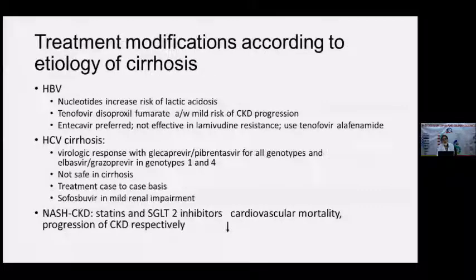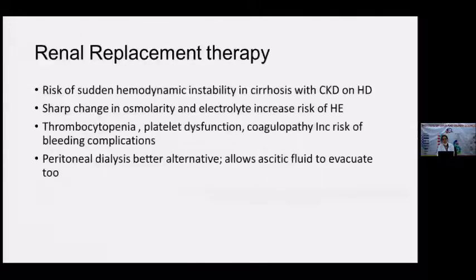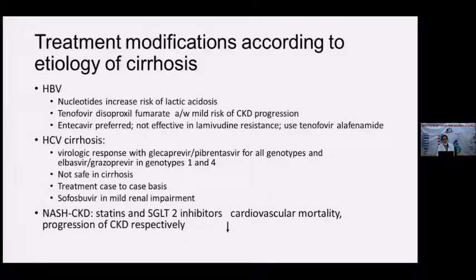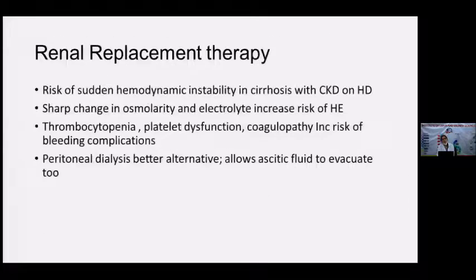Then we have to treat according to the etiology of cirrhosis. HBV we treat with entecavir, and for lamivudine resistance, we use tenofovir. HCV cirrhosis we treat with sofosbuvir, which we can give in mild renal impairment, and glecaprevir with pibrentasvir are given for all genotypes. For NASH CKD, we use statins along with SGLT2 inhibitors. They have been shown to decrease progression as well as cardiovascular mortality.